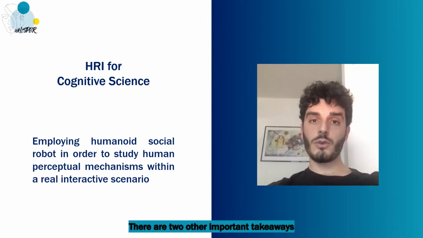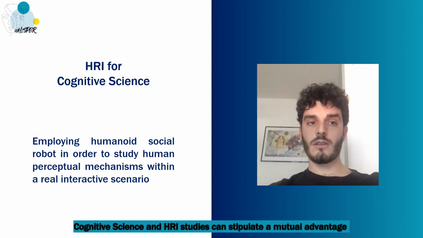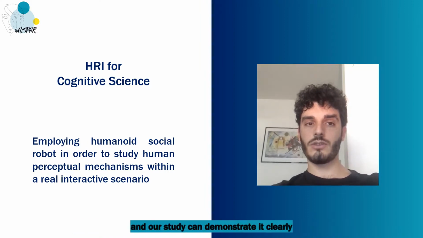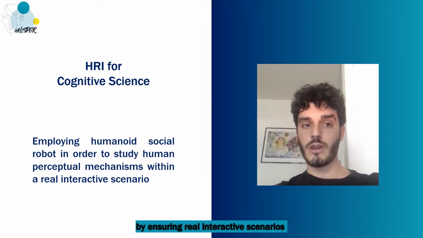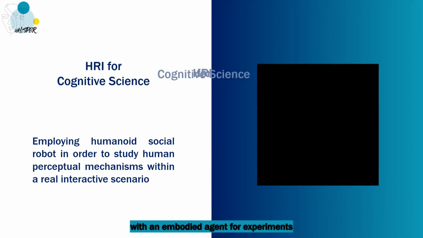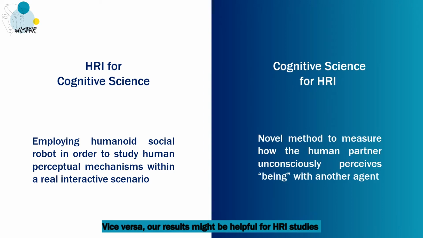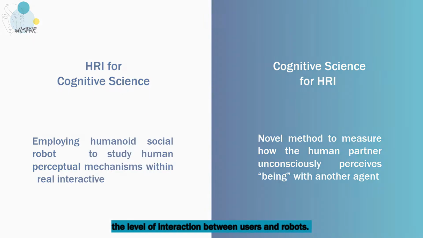There are other 2 important takeaways. Cognitive science and HRI studies can stipulate a mutual advantage, and our study can demonstrate it clearly. First, robots can really boost cognitive science research by ensuring real interactive scenarios with an embodied agent for experiments. Vice versa, our results might be helpful for HRI studies, giving a new quantitative method to measure the level of interaction between users and robots.